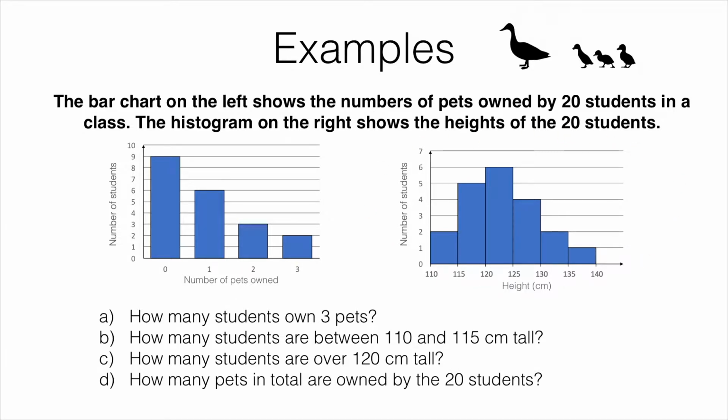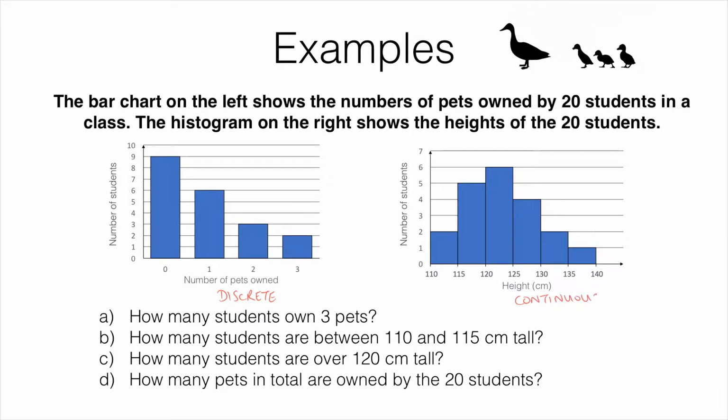Now, the bar chart shows us the number of pets owned by a group of students, and the chart on the right shows us the heights of the students. The number of pets is discrete data, whereas the heights are continuous data. We use bar charts for discrete data and histograms for continuous data.